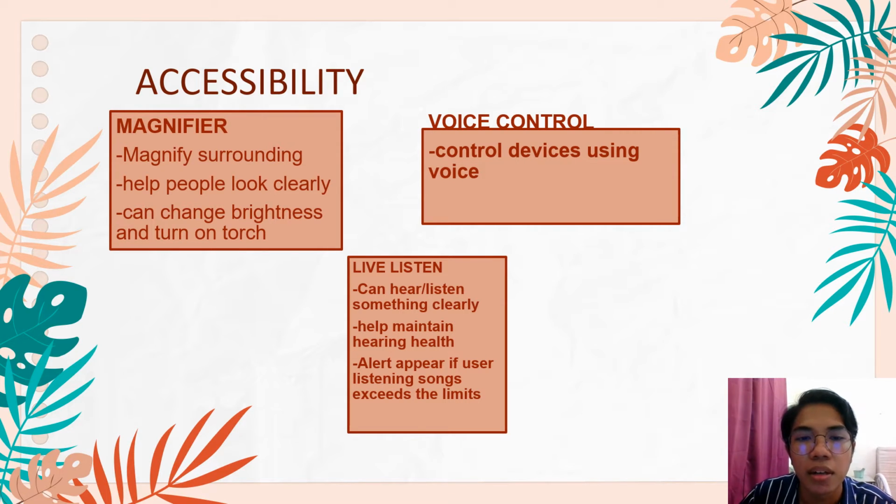Lastly is live listen. Users can hear something clearly without being in that place by simply leaving the device in the place. This function can also control the hearing health of users because users can see the rate of hearing usage through the iOS device. A warning will come out if the user hears something beyond the limit, for example, while the user is using AirPods with a high volume rate.